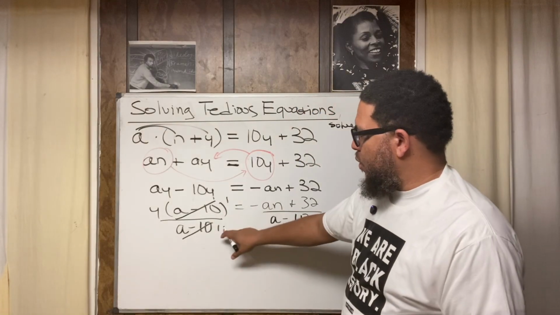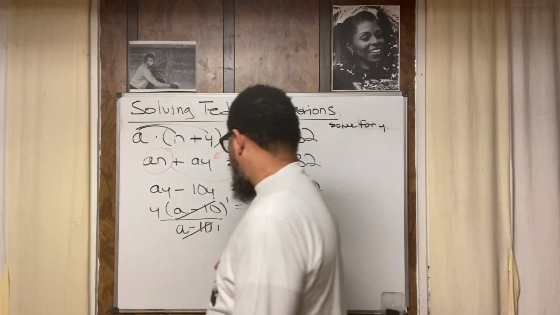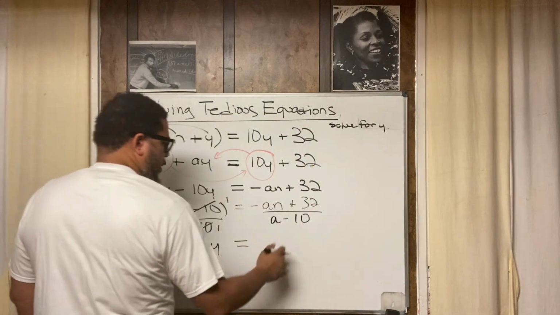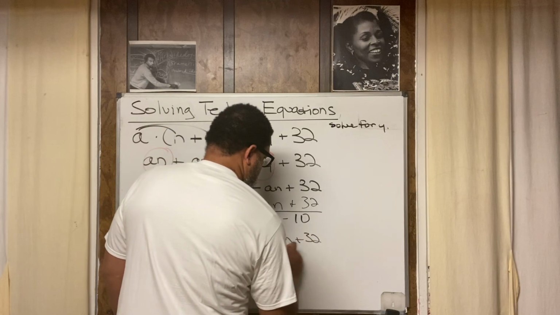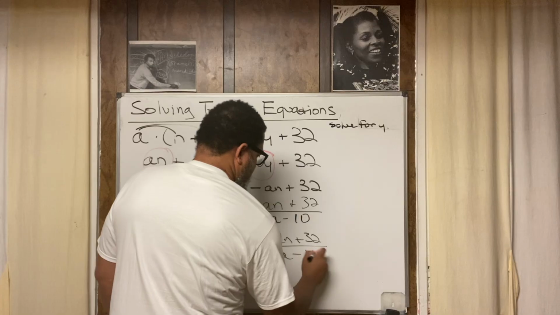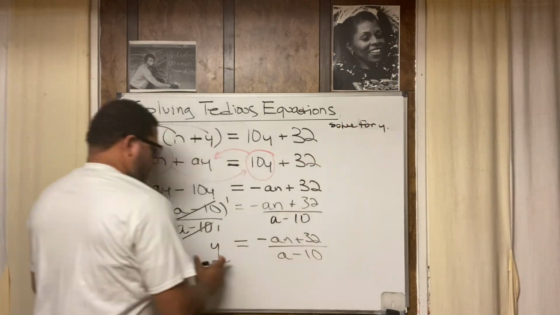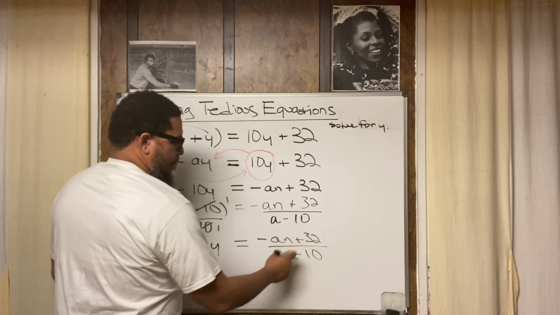And what's 1 divided by 1? 1 divided by 1 is 1. And then 1 times y is just y. So then we have y is equal to this over here: negative an plus 32 divided by a minus 10. So we just solved for y. Y equals negative an plus 32 over, or divided by, a minus 10.